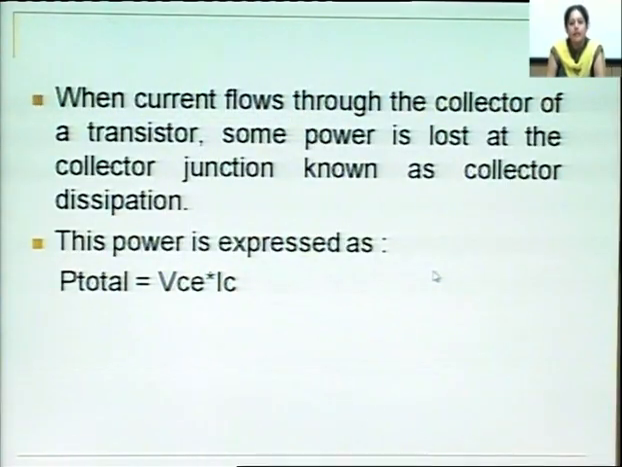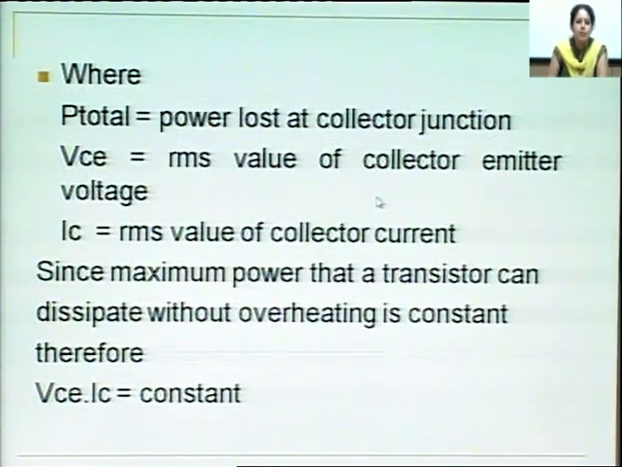Now when current flows through the collector of a transistor, some power is lost at the collector junction, that is known as collector dissipation. We have discussed what collector dissipation is. It is the loss of power in the form of heat. This power can be expressed as VCE into IC, your collector to emitter voltage at the output and the collector current. Where P total is the power lost at the collector junction, and VCE and IC are the RMS values. Since the maximum power that a transistor can dissipate without overheating is constant, we can consider that VCE dot IC is equal to constant.